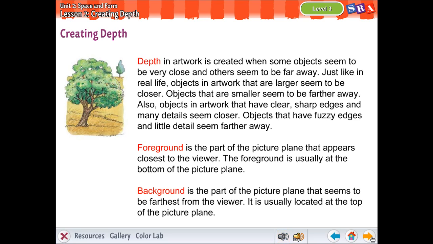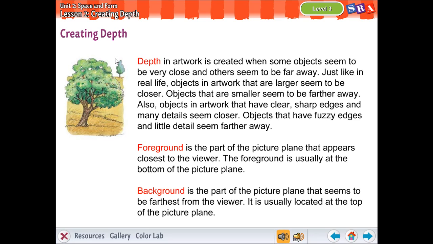Okay. So you can understand how understanding depth works. For example, here's a tree. The tree's really big up close, but as you go further away, the tree gets smaller, smaller, smaller. Foreground is the part of the picture that appears closest, at the very bottom. That means anything you put down on the bottom, you should make bigger, because it means it's closer to you. It's usually at the bottom of the picture.